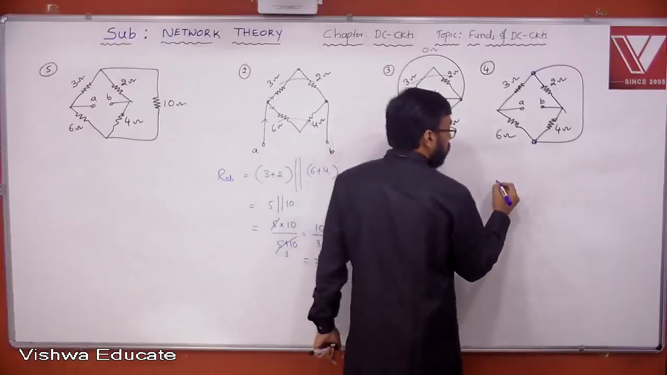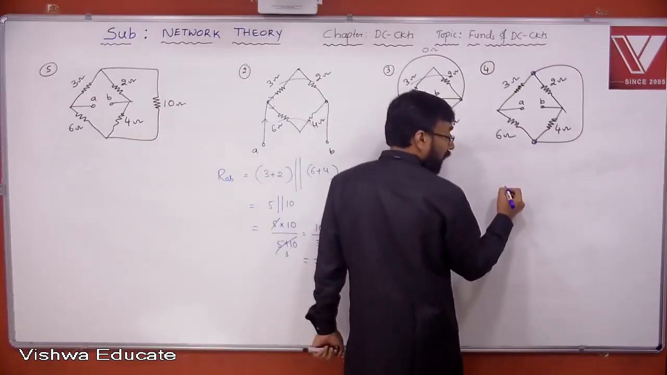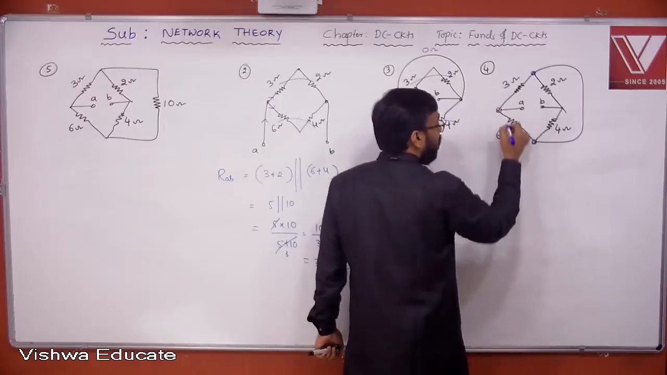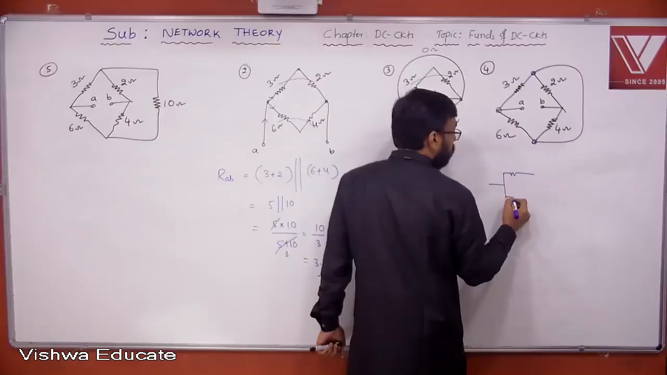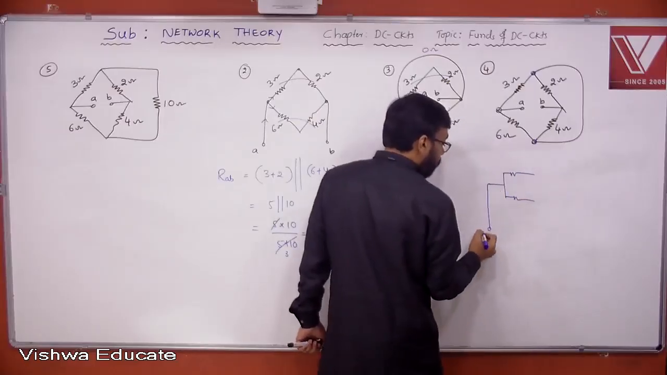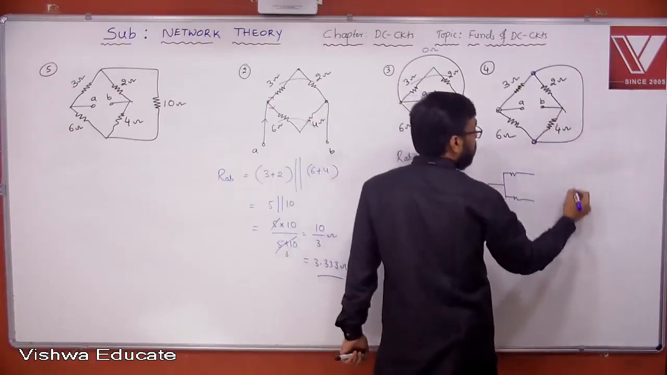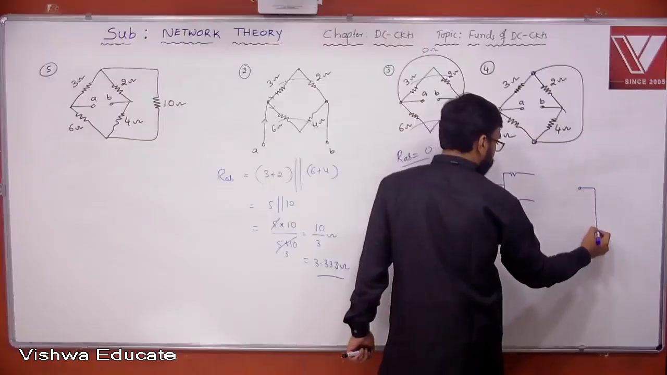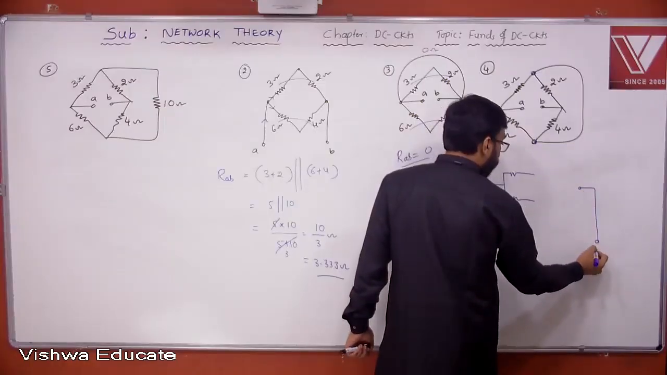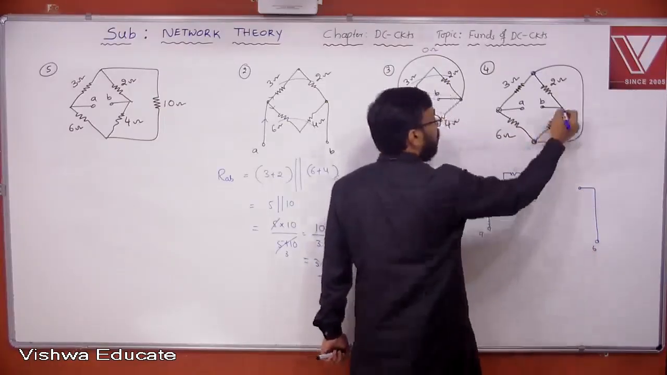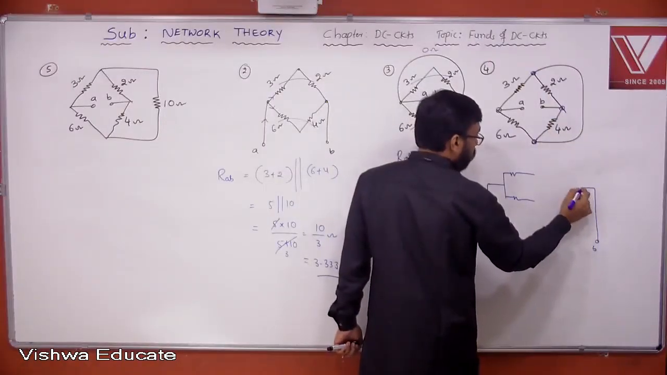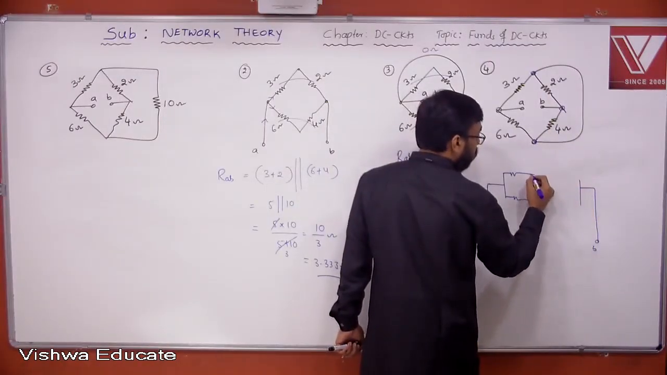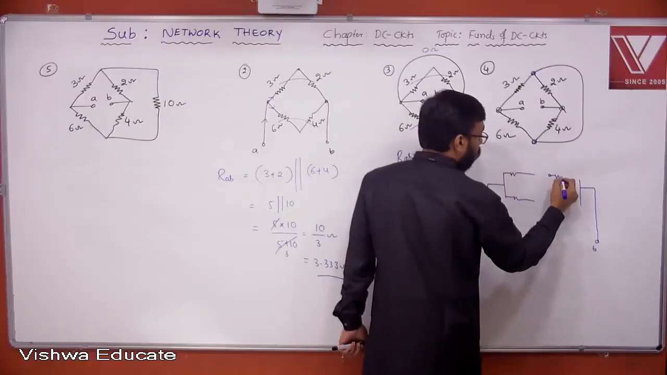So remember, this A is taken out. Okay, this A is taken out. And at A, what are the elements connected? 3 and 6. This is A. And this is B. Okay, this is B. But what are the elements connected here at B? 2 and 4. Okay, 2 and 4.